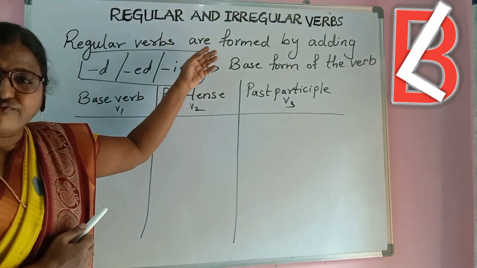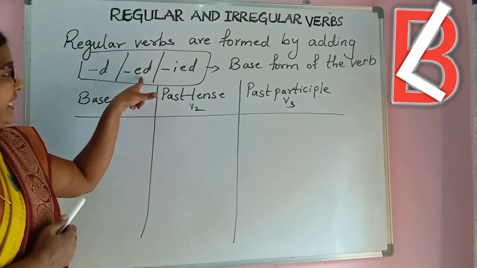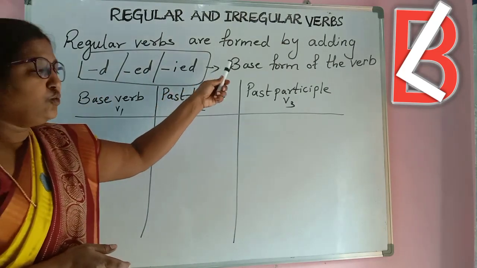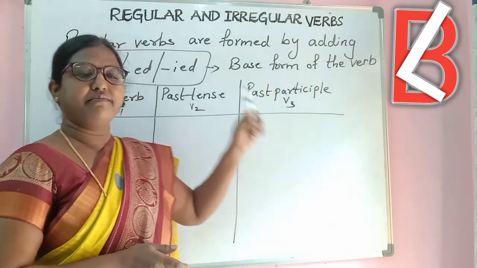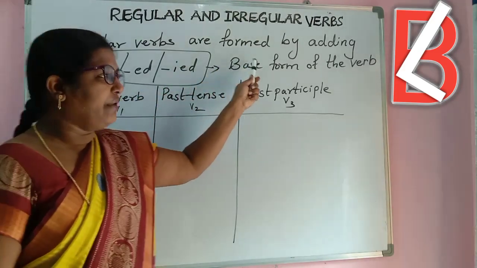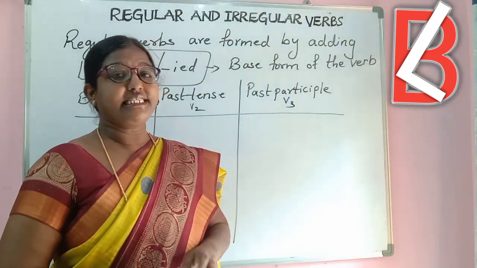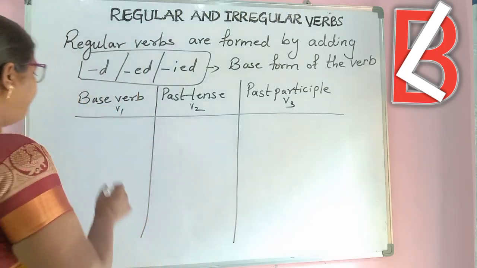Regular verbs are formed by adding d, ed, ied to the base form of the verb. Let us see some regular verbs with examples.